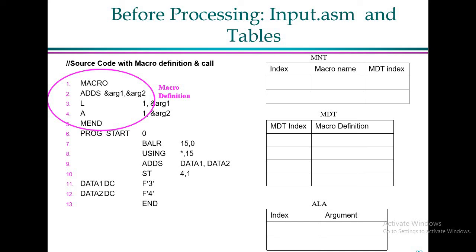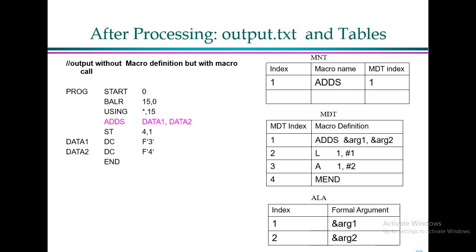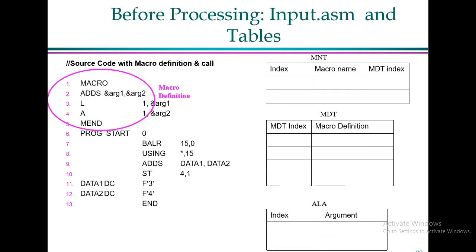Now see, you have been given this example that you have to solve with the help of a macro. So here is macro source code with a macro definition and call. Macro is there, so adds is nothing but the name of the macro that you have to include in the macro definition table. So this adds is included into this MDT table. Then the arguments are arg1, arg2 that you have to include into the argument list array.